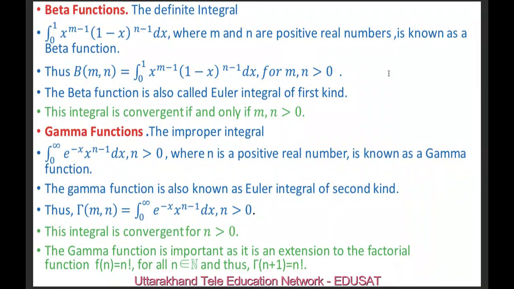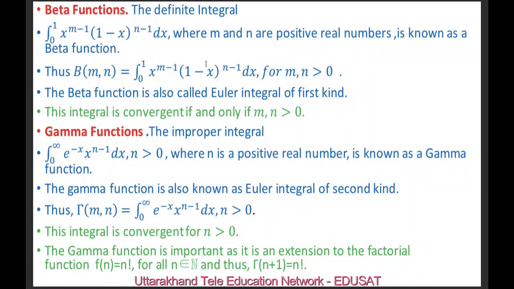The definite integral from 0 to 1 of x raised to power m minus 1, 1 minus x raised to power n minus 1 dx is called a beta function. Here m and n are positive real numbers and we write beta(m, n) equal to integral 0 to 1 x raised to power m minus 1, 1 minus x raised to power n minus 1 dx, and this is also called Euler integral of first kind, and this is convergent if and only if m and n are greater than 0.